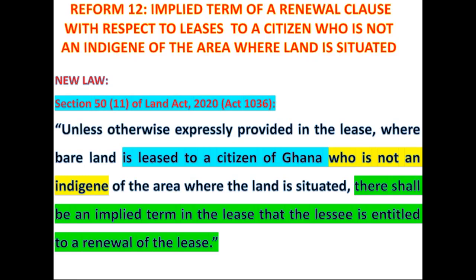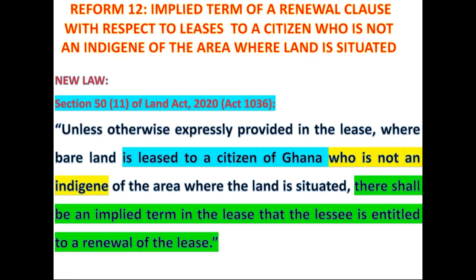But as it stands now, section 50, subsection 11, which says that there shall be an implied term that the lessee is entitled to a renewal, it shall only kick in when the agreement is silent. It means that if you are a citizen, you are not an indigene, and you want to acquire a lease, if the agreement is silent, there's no clause that deals with renewal, the law is importing a renewal clause in the lease. But remember, this applies to a person who is a citizen, is not an indigene of the area where the land is situated, and the agreement is silent on whether there's a renewal clause.